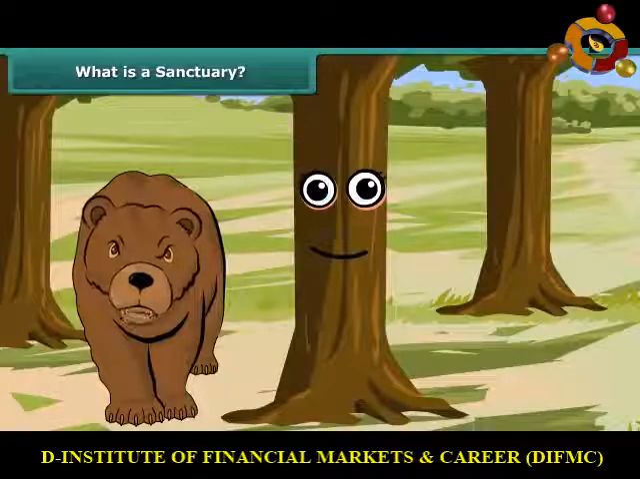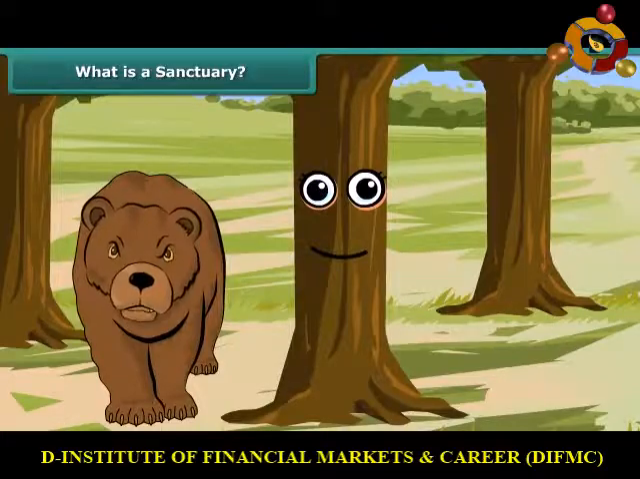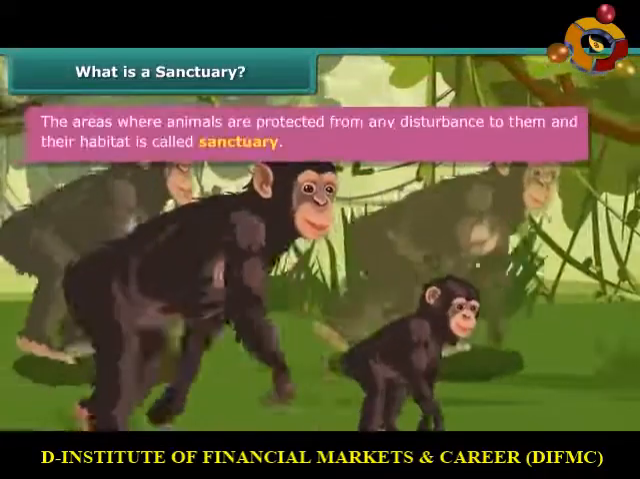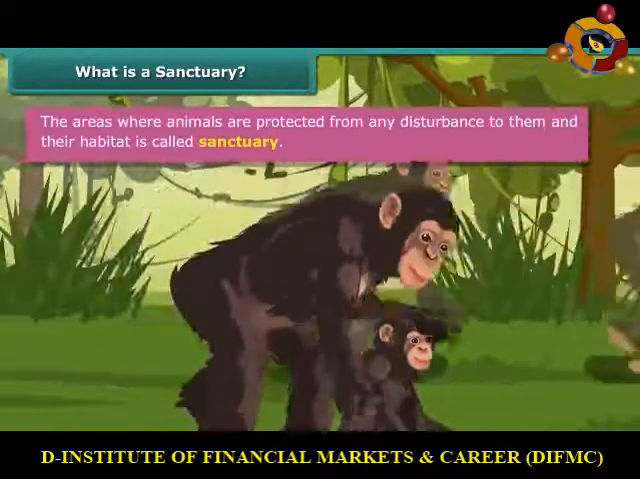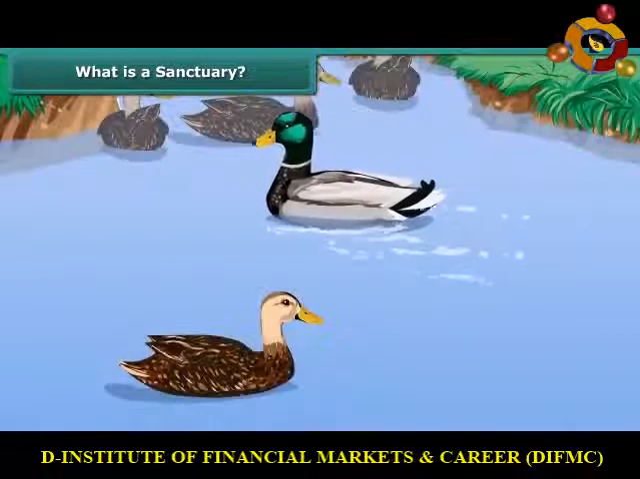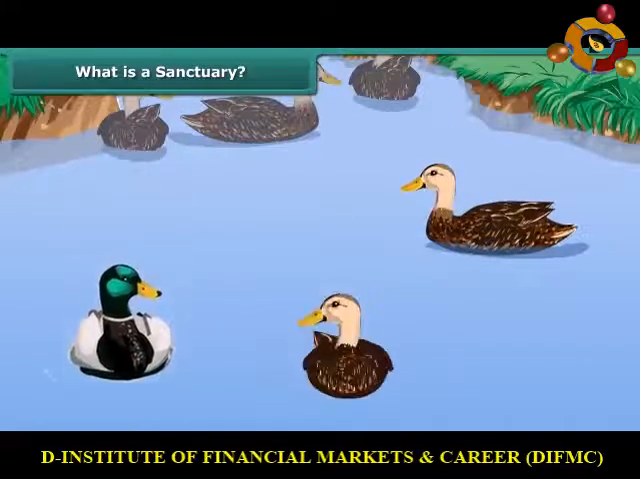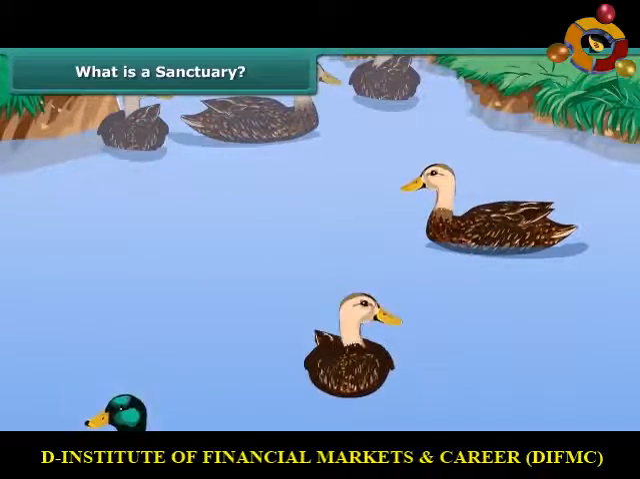We will now learn about the protected areas for plants and animals. Let us begin with sanctuary. The areas where animals are protected from any disturbance to them and their habitat are called sanctuaries. Thus, you can understand that the wildlife sanctuaries provide protection and suitable living conditions to wild animals.